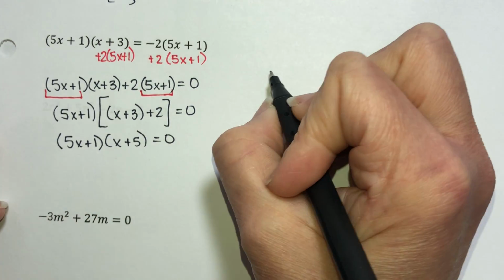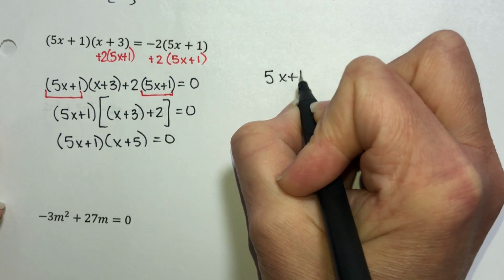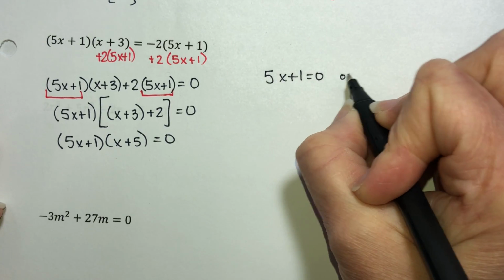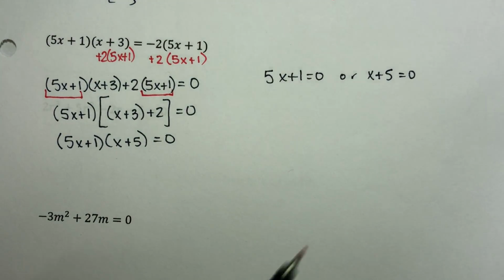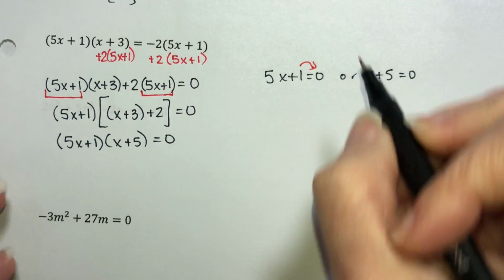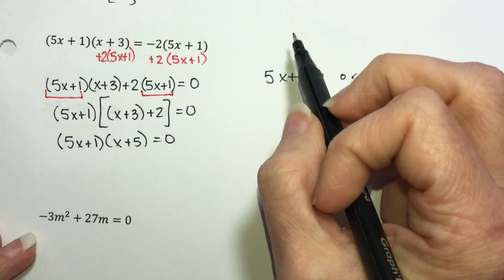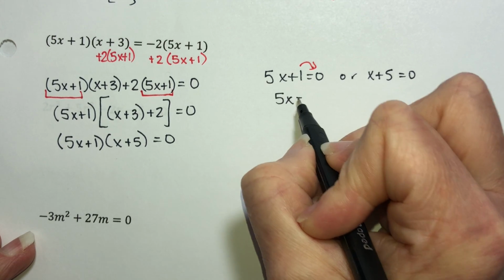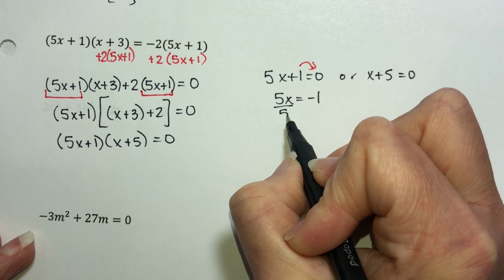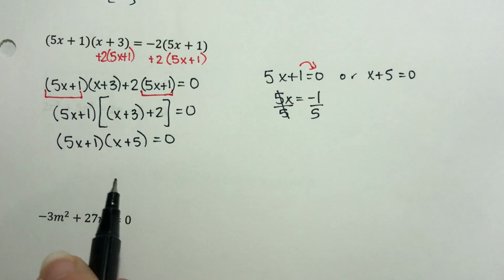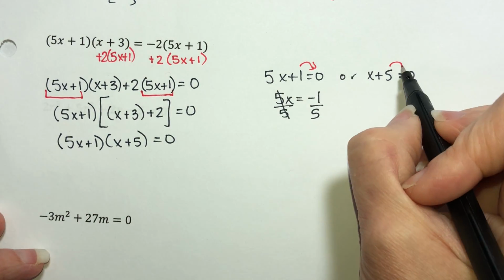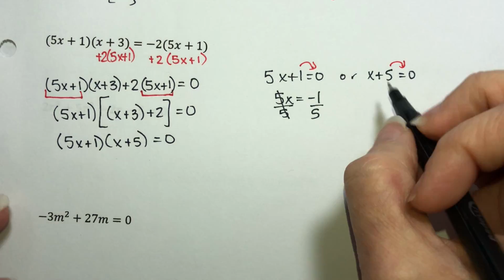Now you've set each of these equal to 0, 5x plus 1 equals 0, or x plus 5 equals 0. Subtract 1 from both sides, you get 5x equals negative 1. Divide both sides by 5, and you get x is equal to negative 1/5. Here, subtract 5 from both sides, and you get x equals negative 5.